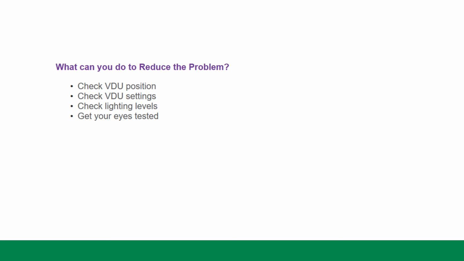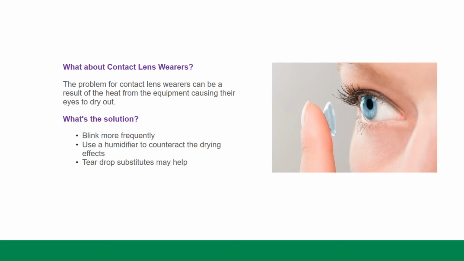What can you do to reduce the problem? Check VDU position, check VDU settings, check lighting levels, get your eyes tested. What about contact lens wearers? The problem for contact lens wearers could be a result of the heat from the equipment, causing their eyes to dry out. So what's the solution? Blink more frequently, use a humidifier to counteract the drying effects, and teardrop substitutes might help.